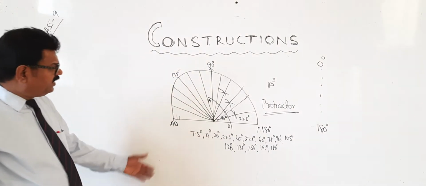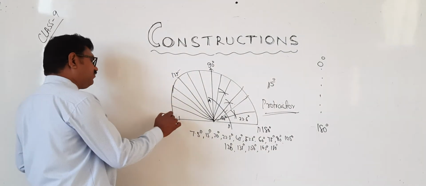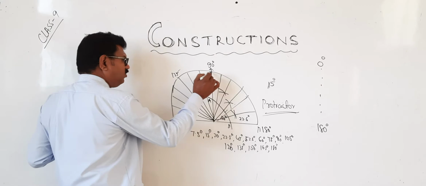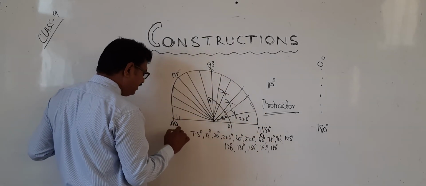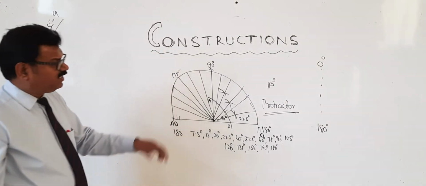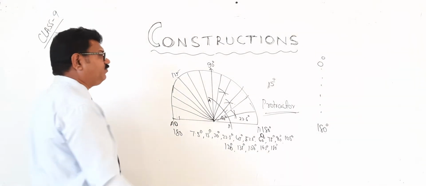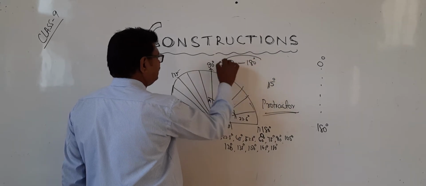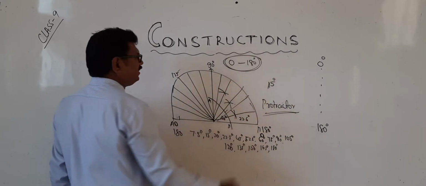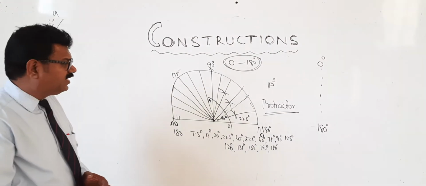Okay? How the protractor? Like this. If you start from here, it will be 0, then 1, 2. If you start from here, then it will end at 180. Therefore, your protractor will give from 0 to 180 degrees. This is very, very important. Did you understand how to draw the angles?